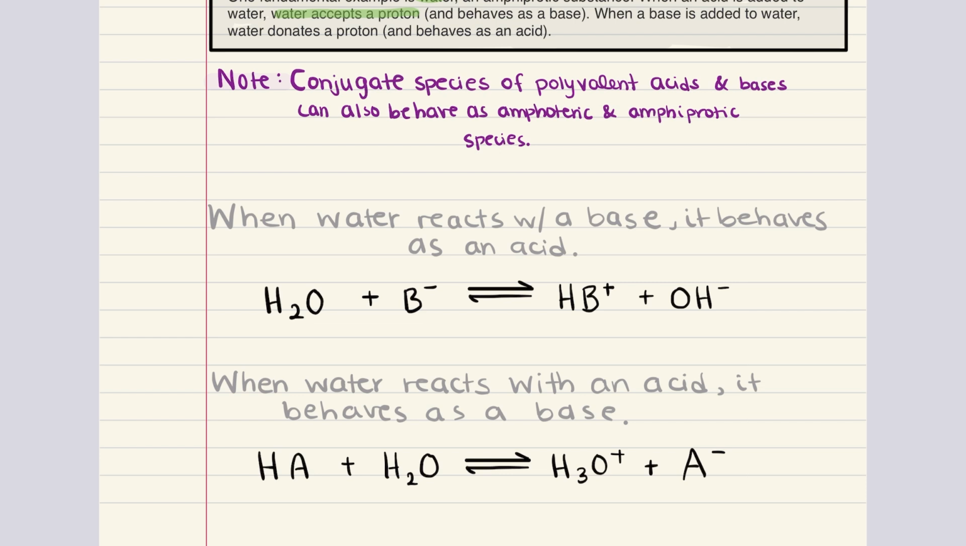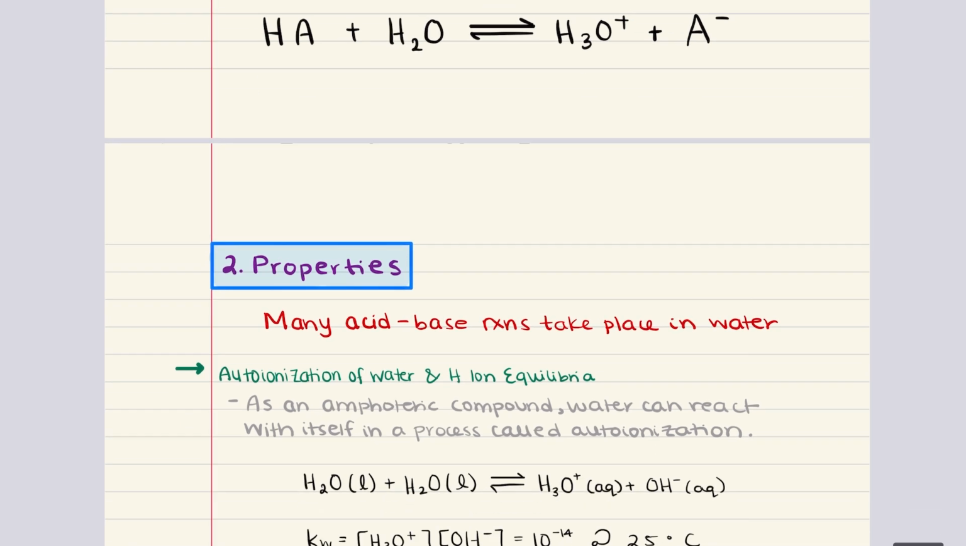Additionally, conjugate species of polyvalent acids and bases can behave as amphoteric or amphiprotic substances. This means that certain conjugate acids and bases can switch between acting as acids or bases depending on the surrounding conditions. Now with that, we can go ahead and move into the second objective.